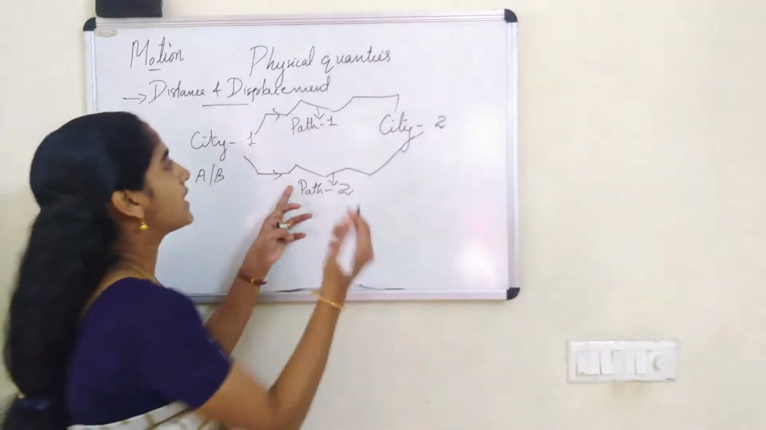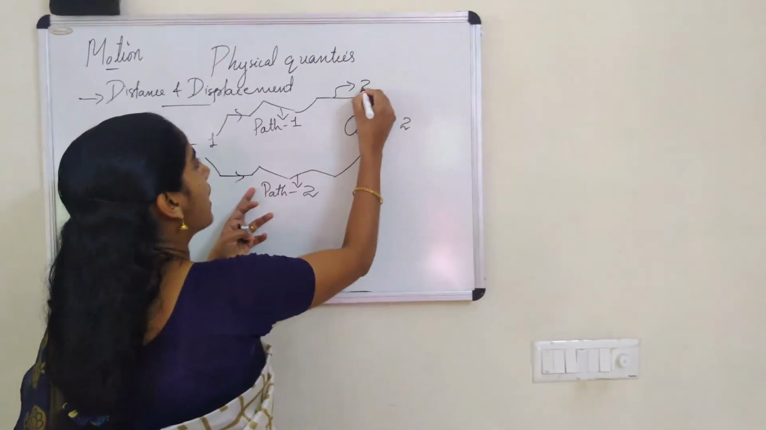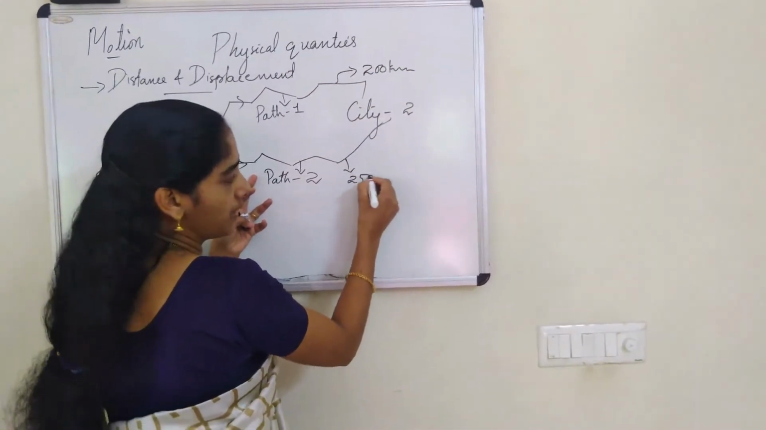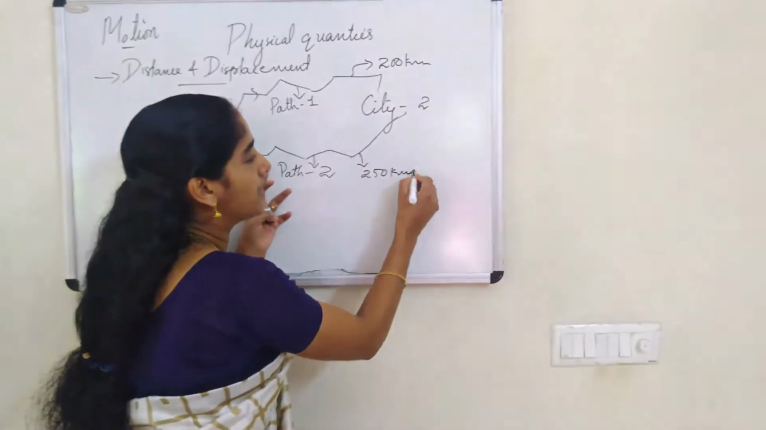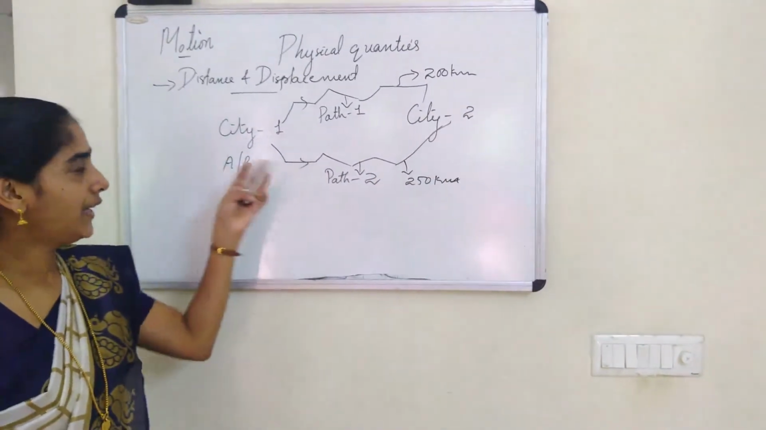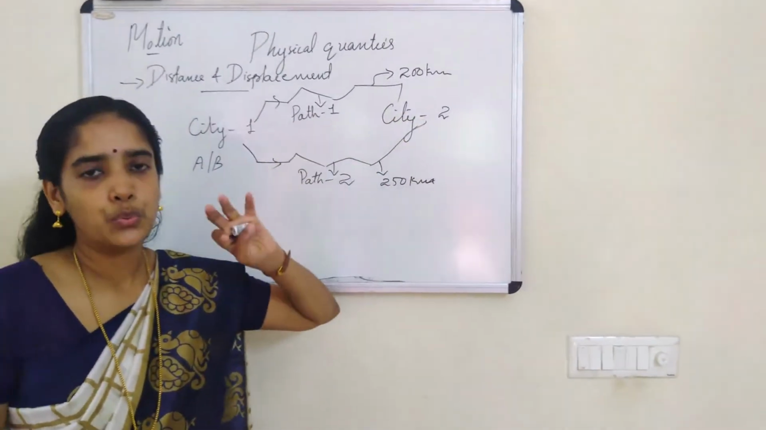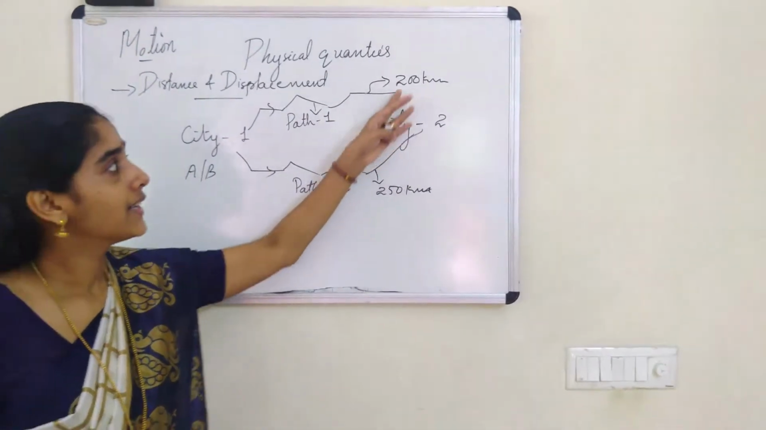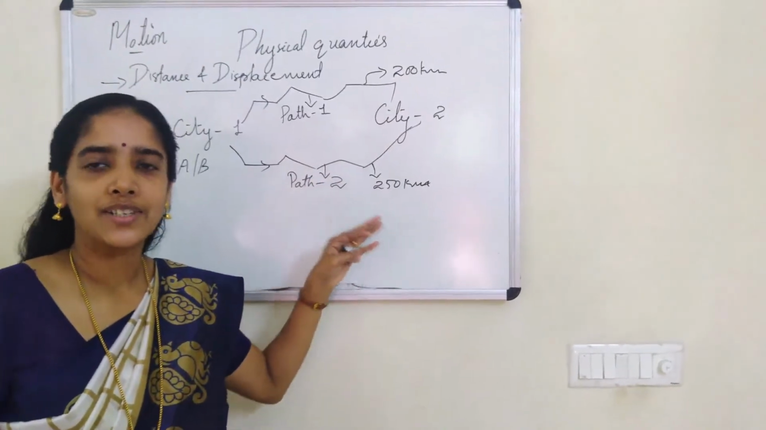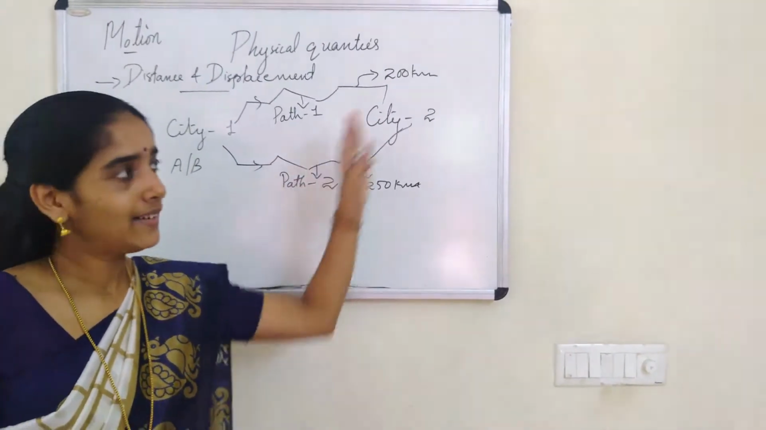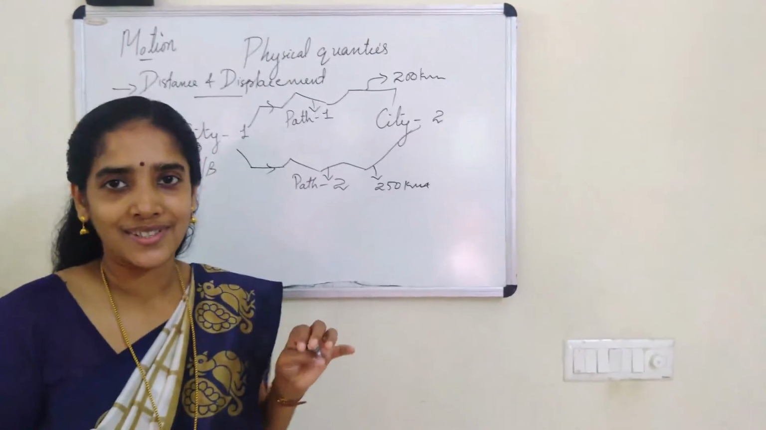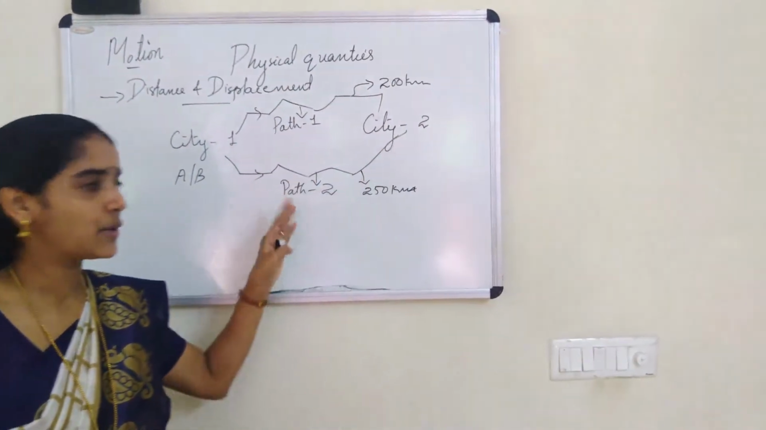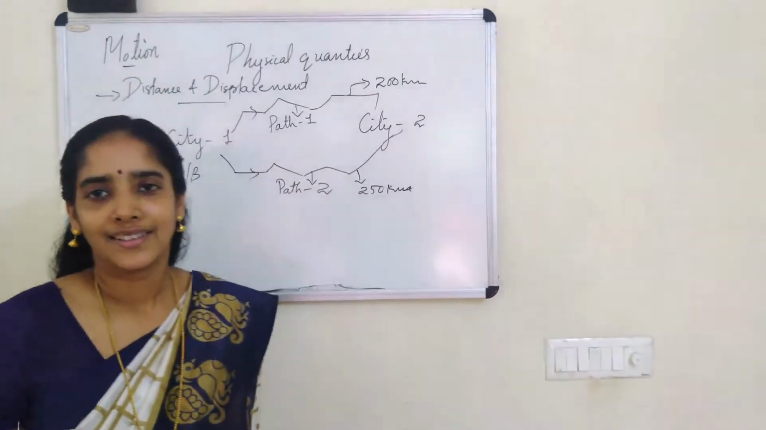Okay. So let me take the length of this path as around 200 km, and let me take this as 250 km. Okay, kilometer. So here when A reaches city 2, we can say what length of the path is covered by A, that is 200 km, and what about B? It is 250 km. Length of path covered is called a distance. So what is the distance traveled by A? 200 km. And what is that of B? 250 km.